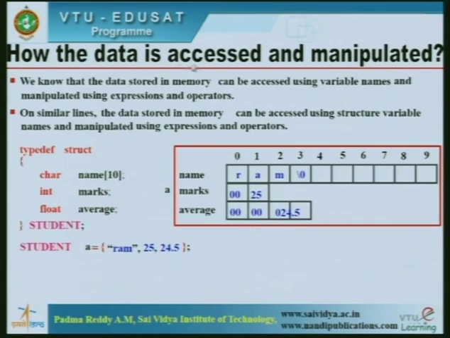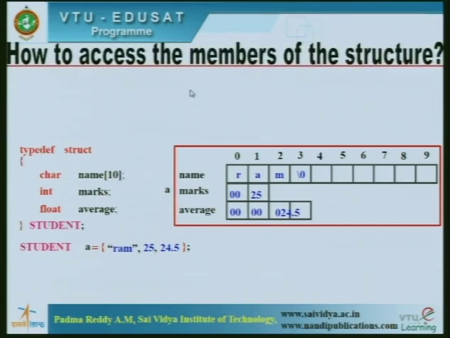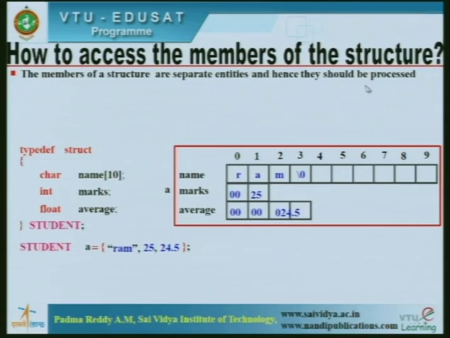Once the variable is initialized with appropriate data, the question is how the data can be accessed and how it can be manipulated. If you want to manipulate, first of all, we have to access the members of the structure. So, how do we access the data stored in these memory locations? The members of a structure variable are separate entities. They are all separate entities. So, these entities cannot be accessed using a single name. They are separate entities and hence they should be processed individually. All these data members must be processed individually.